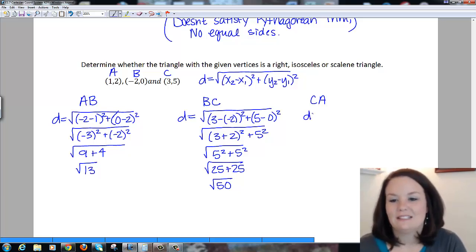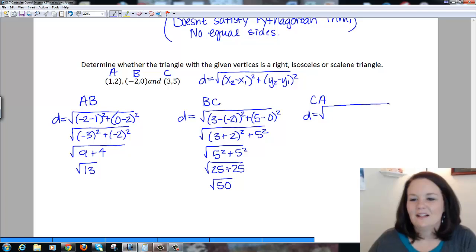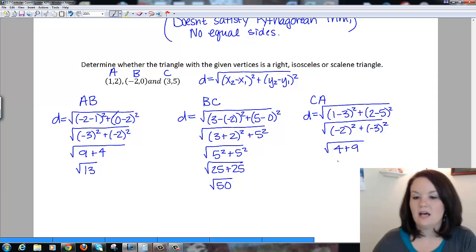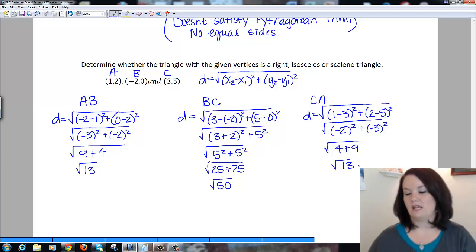And then find my last distance, which is from C to A. So x value from A, which is 1, minus my x value from C, which is 3, squared, plus my y value from A, which is 2, minus my y value from C, which is 5. So I have negative 2 squared plus negative 3 squared, which means underneath my radical I have 4 plus 9, which is the square root of 13.